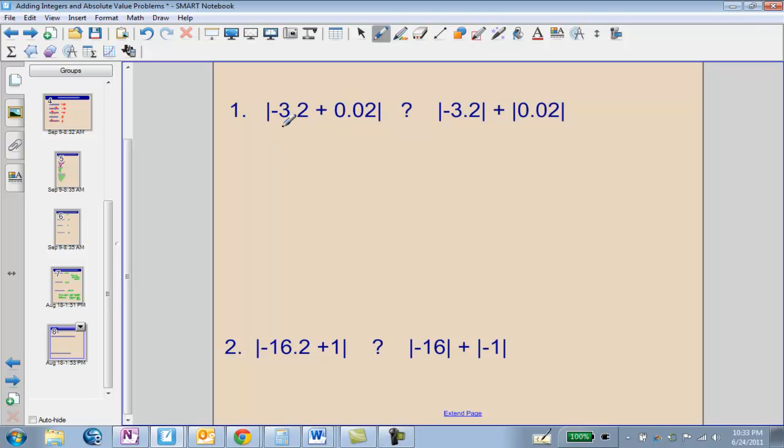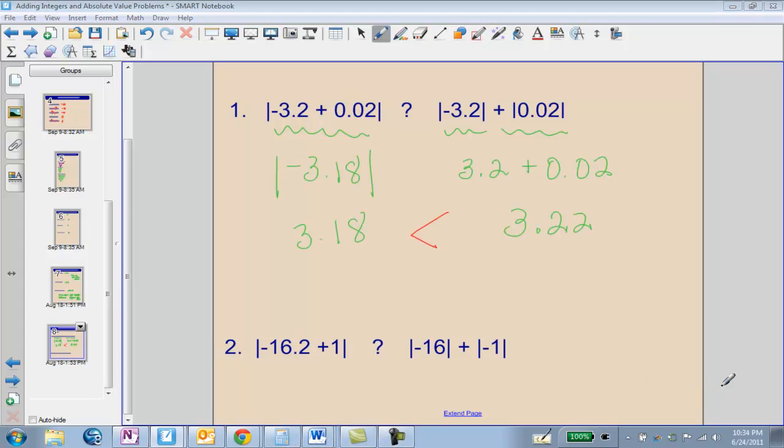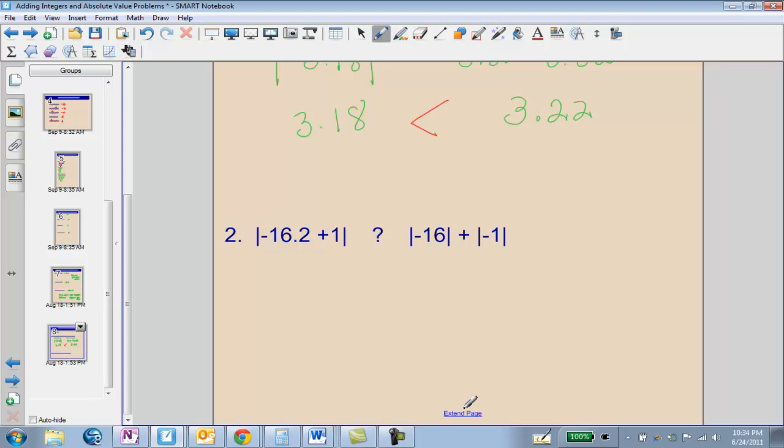So with number one, you should have added first on the left hand side and taken the absolute value first on the right hand side. And when you do that, you will end up with 3.18 is less than 3.22. Now let's move on to number two. Go ahead and try number two and see how you do. In number two, you'll end up with 15 2/10 is less than 17. This is the end of video 2 for adding integers.